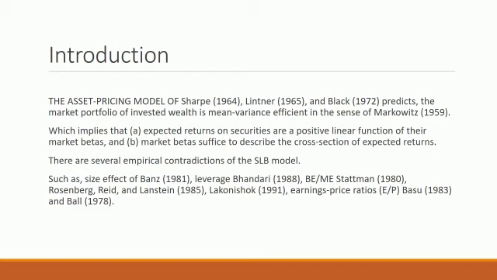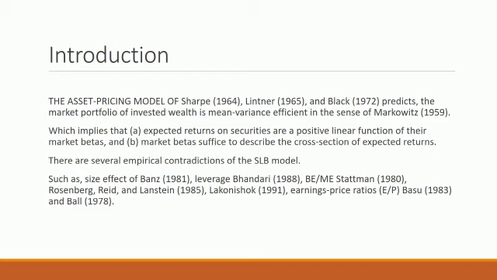However, there are several empirical contradictions of the Sharpe-Lintner-Black model. The most prominent is the size effect suggested by Banz in 1981. He finds that market equity, which is stock price times shares outstanding, adds to the explanation of the cross-section of average returns provided by market betas. He said the average returns on small stocks are too high given their beta estimates, and the average returns on large stocks are too low.